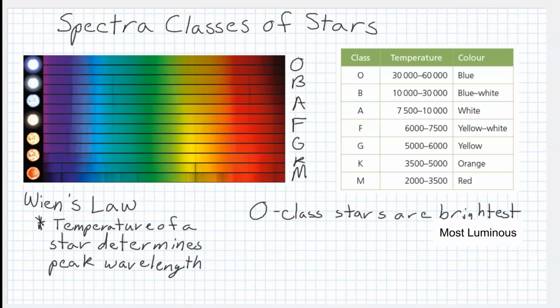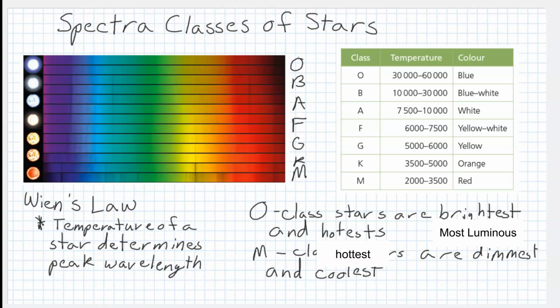O-class stars, because they are the hottest stars, are also the most luminous, and M-class stars, which are the reddest stars, are the least luminous class, because they are the coolest.